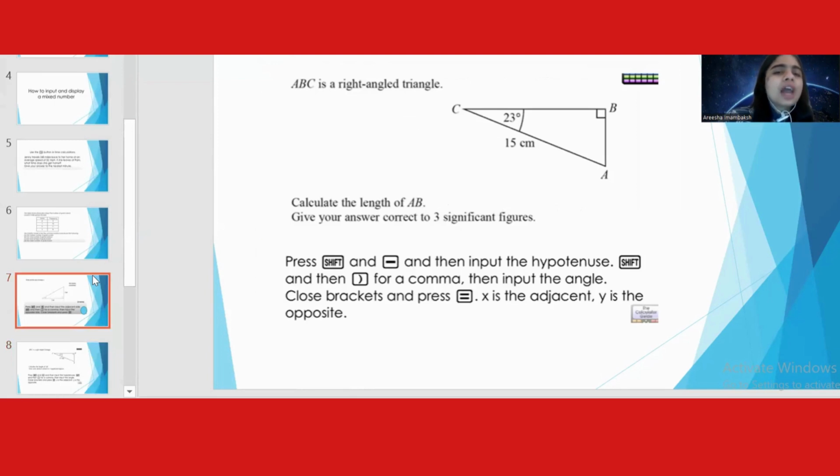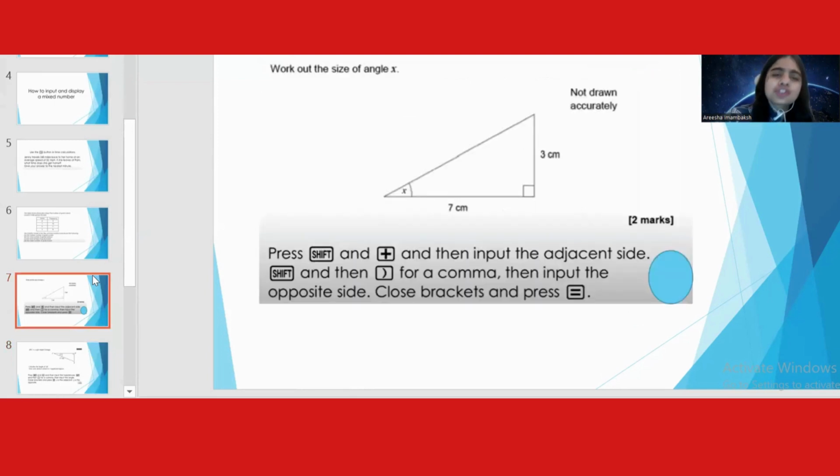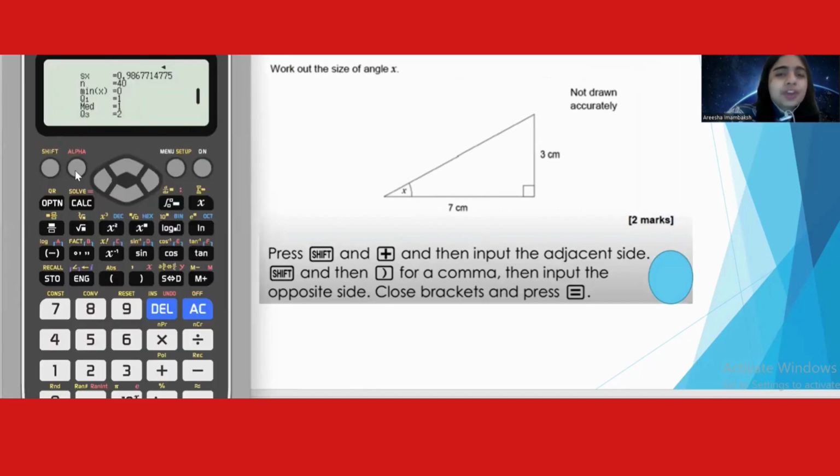Okay, then we have another built-in function, that is to find the angle when we have the opposite and the adjacent, right? So how do we do this? And that built-in function is for 90-degree triangles. So shift, wait, first let me just change it. Let me just bring it back.